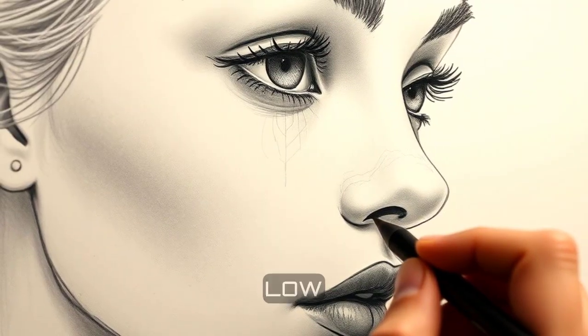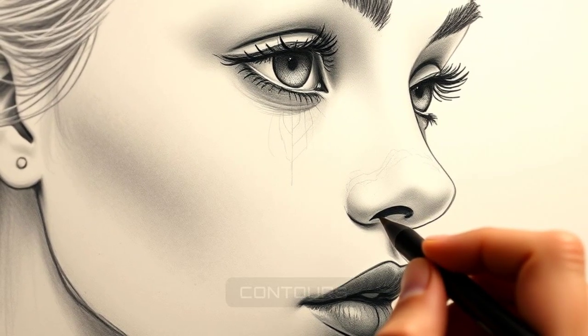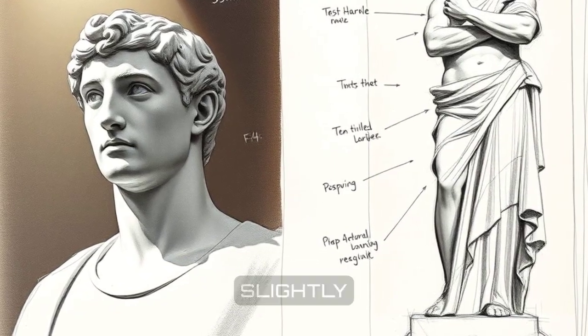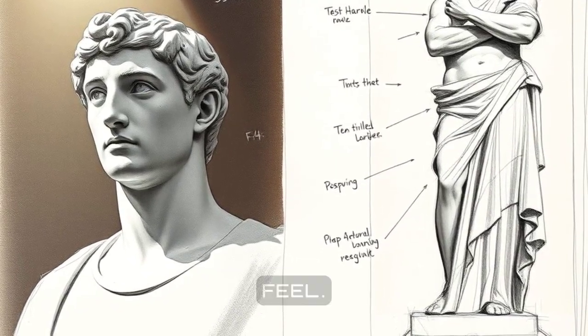Use the sculpt brush at low opacity to sharpen the jawline and classical contours without overdoing it. Apply subtle cinematic grading, desaturate slightly and lift shadows for that vintage museum feel.